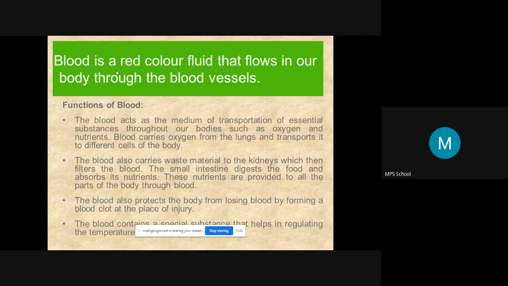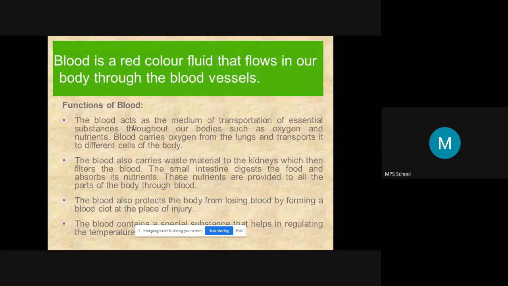So blood is a red color fluid that flows in our body through the blood vessels. We'll see detail about the blood vessels in the coming slides. So what is the blood? Blood is a red color fluid that flows in our body through the blood vessels. So what are the blood vessels? They are the arteries and veins. These are the capillaries. These three are the blood vessels. We'll see in depth about the blood vessels in coming slides.